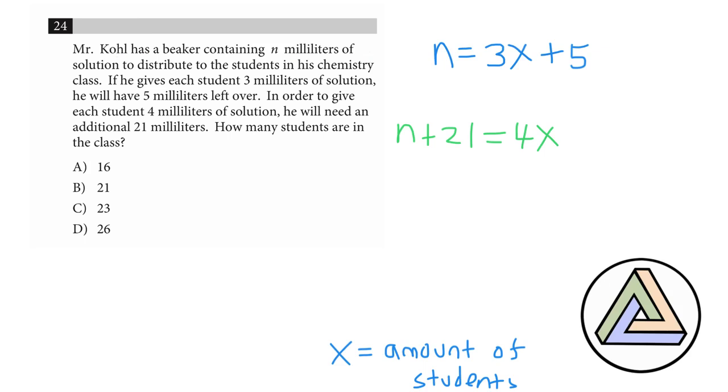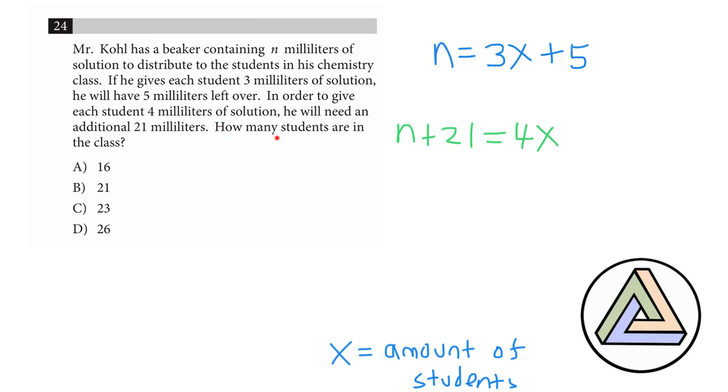Okay? So kind of a challenging problem. You have to be savvy with translating the information into these equations. Obviously, practice is helpful, right? But I think the tip-off here was that he gives each student 3 milliliters of solution and will have 5 milliliters left over. This is a classic case of 3 milliliters per student plus the remainder being over here. That's a way of thinking about equations that look like this sometimes. And then from here it's like, okay, if you just added 21 to the n amount, then you'd finally be able to give 4 milliliters per student.